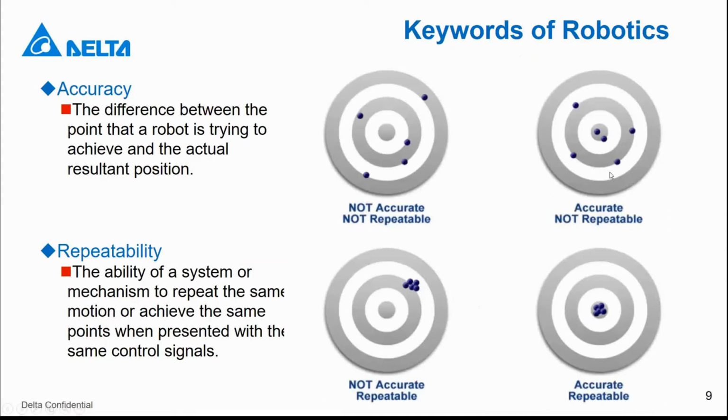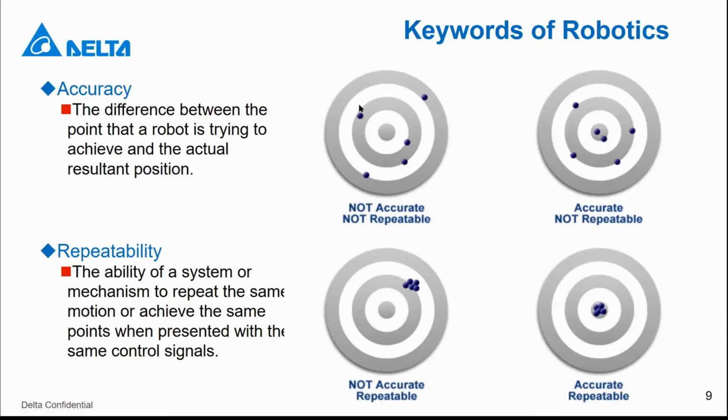Okay, and the next page is another important idea in robotics. One is accuracy, the other is repeatability. Usually you will only see repeatability as a robot spec in the brochure or catalog, but there is also another important one, accuracy. So let's look at the pictures to see the difference between these two ideas.